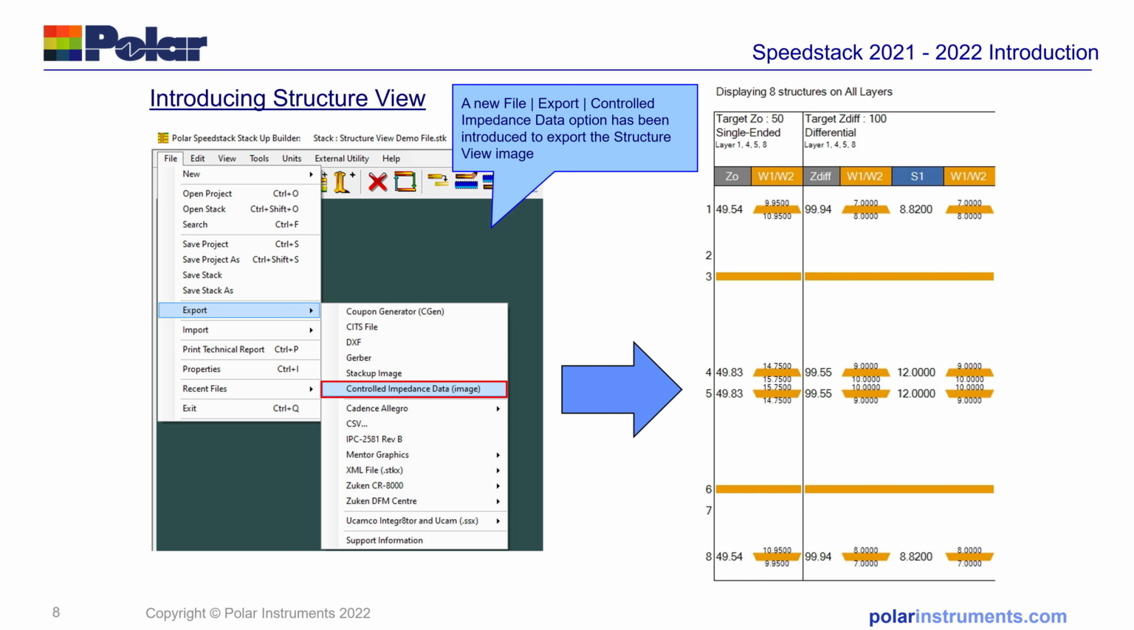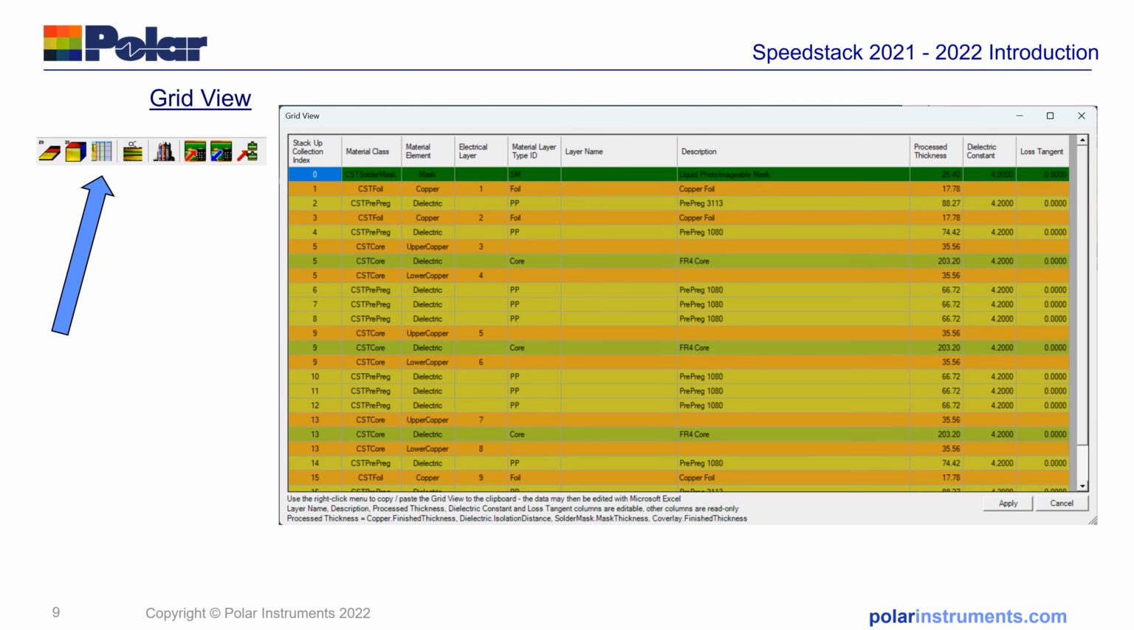Just as a reminder, there's a couple of extra views we've also added to Speedstack this year. One is the grid view, which gives you an Excel-like format, and once you're in grid view, you can export and edit the editable fields in Excel, manipulate them, and bring them back into grid view again for processing in the Speedstack format.